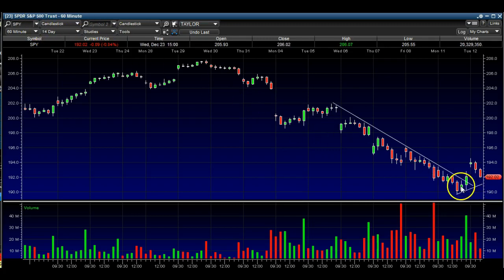Let's see here, and that is kind of a must-hold level for me down here, about 1950 or so, right there, from the support from the lows of those candles right there.